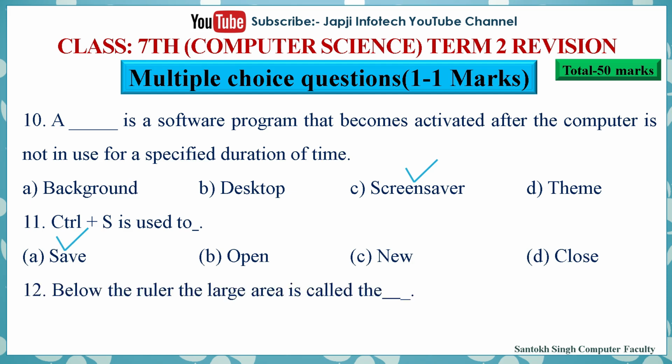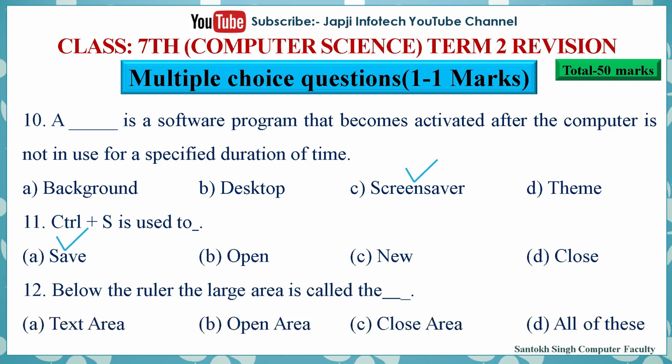The 12th one is, below the ruler the large area is called the dash, and their options are text area, open area, close area, and last one is all of these. And the right answer is, below the ruler, the large area is called the text area.